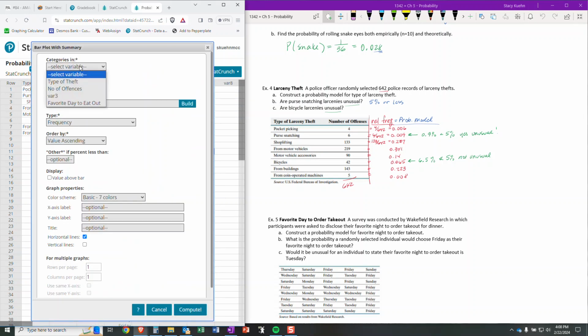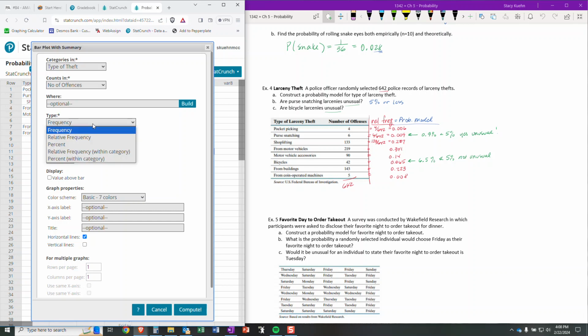The categories were the type of thefts and the counts occurred in the number of offenses. It's the type of bar graph we're going to change. We want to change it to a relative frequency, and I want my bar graph to display in the same order as the table that I was just looking at. So I'm going to change the order by worksheet.